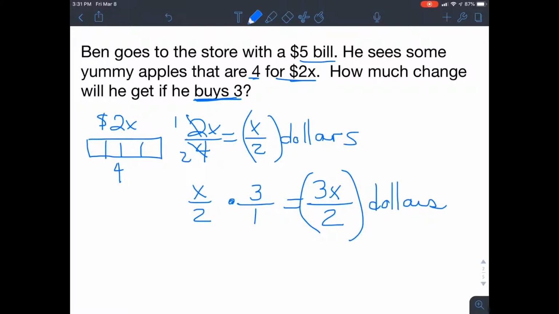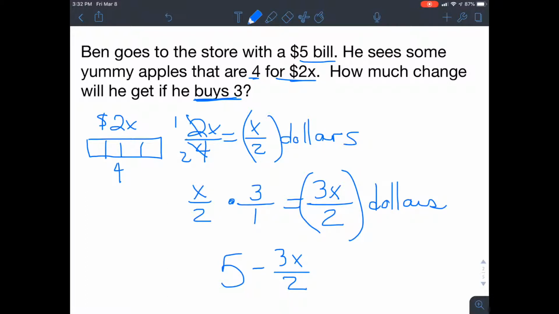Now I have to see about the change. Well, it's a $5 bill. And actually, I'm going to take away that. So it's $5, and I'm subtracting that 3x over 2. Well, now I have a little problem. Can I actually subtract the term 3x over 2 from 5? I really can't, because 3x over 2 has a variable and 5 does not have a variable.